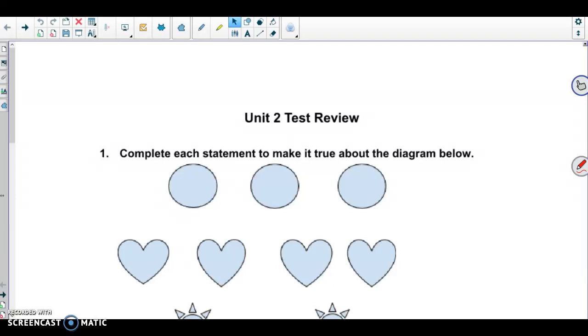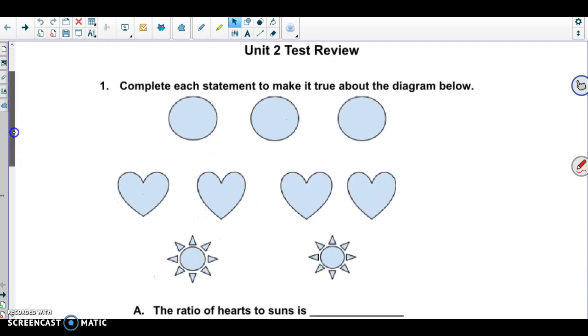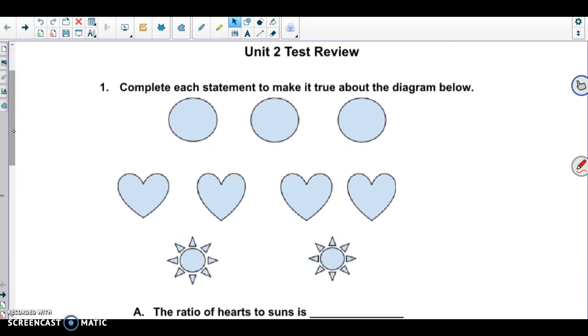Hi, welcome to the Unit 2 test review about ratios and making those comparisons and coming up with solutions to problems using those ratios. We are starting with a review. This will probably be in two parts, so just bear with me on that. It says complete each statement to make it true about the diagram below.